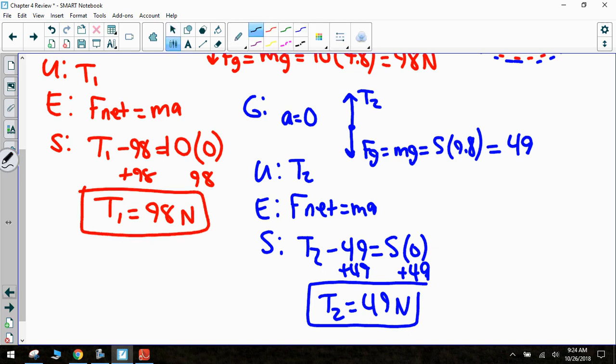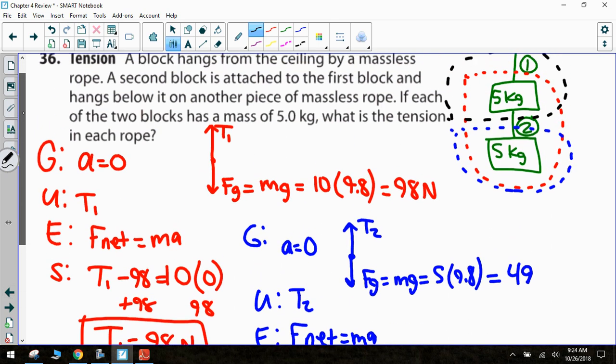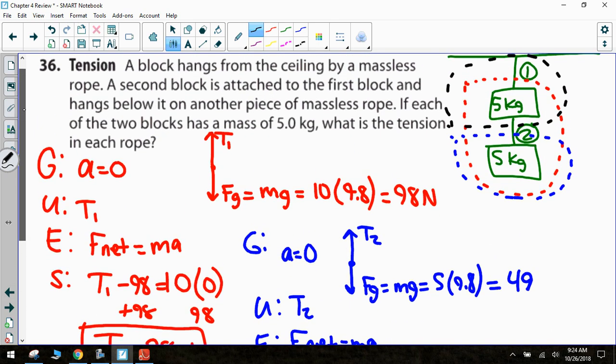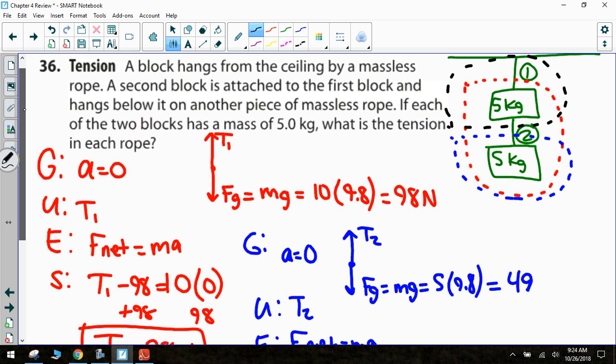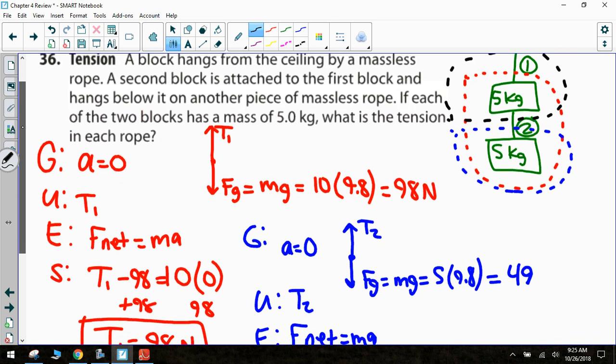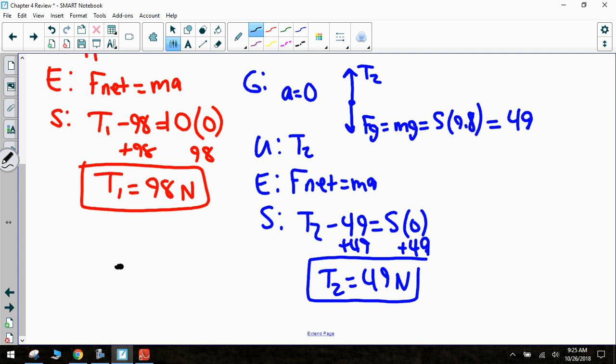No direction for tension. What I want to show you right now, this last piece, it's already done. We solved them both, but I want to show you that you could have used the black system as well. So if I do that one, going up, I have T1. Going down, I have MG or FG, equals MG equals 5 times 9.8 equals 49.